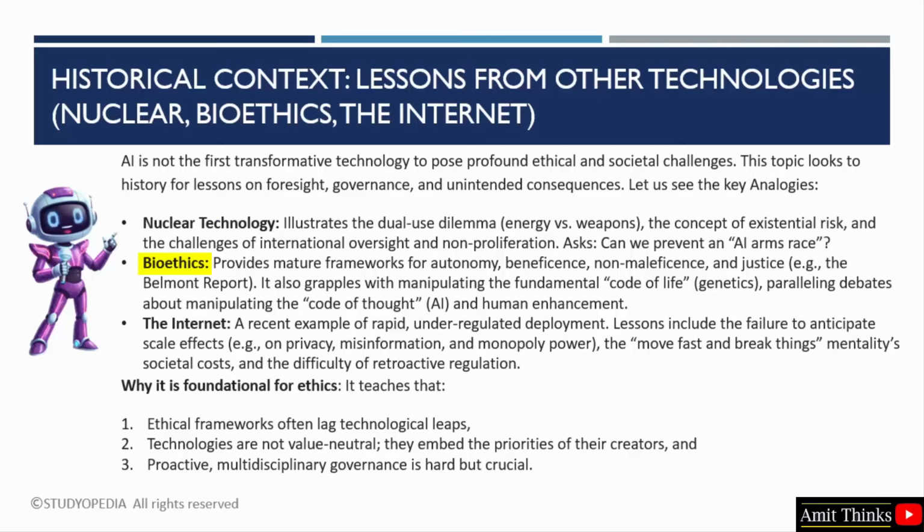The second one is bioethics. Offers strong ethical principles. Deals with genetic manipulation, echoing debates on AI and cognitive enhancements. The third one is internet. A case of fast, under-regulated growth. Teaches us about overlooked scale effects, privacy, misinformation, monopolies and the cost of move fast and break things. Now let us see why this matters for ethics. It teaches that ethics often trail tech advances. Technologies reflect their creators' values. Proactive cross-disciplinary governance is vital but difficult.